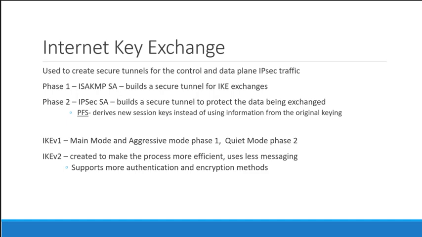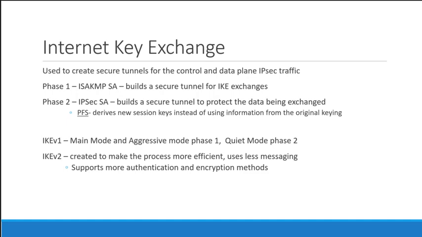And then in phase 2, it uses quick mode. Quick mode has 3 message exchanges. Message 1 contains the agreed upon information in phase 1 and what traffic is being protected. Message 2 is the response with the matching IPsec parameters, and message 3 contains 2 unidirectional security associations. So it's a number of messages that have to happen with IKE v1.